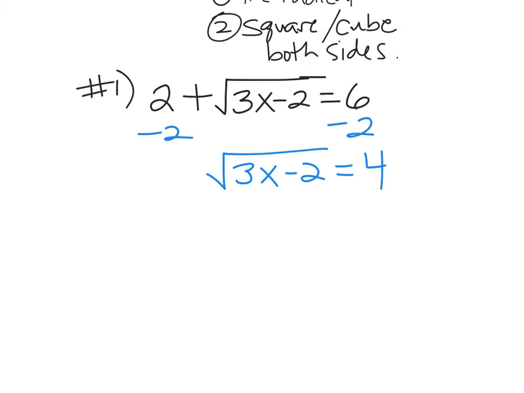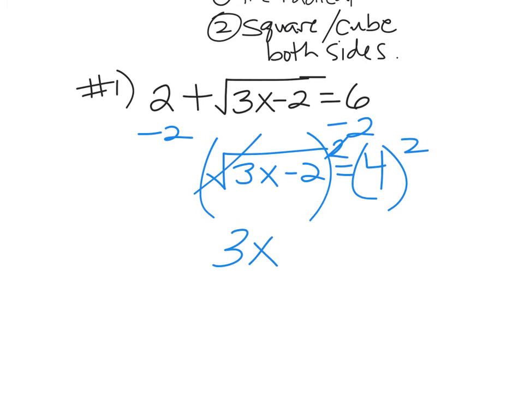So now I got to get rid of a square root. Well, what's the opposite of a square root? Squaring. So I'm going to square both sides. When you square a square root, they cancel each other out. So you're trying to unlock that 3x minus 2, and I've unlocked it out of that radical. 3x minus 2 equals 16. So you're pretty much just taking out what's inside the radical.